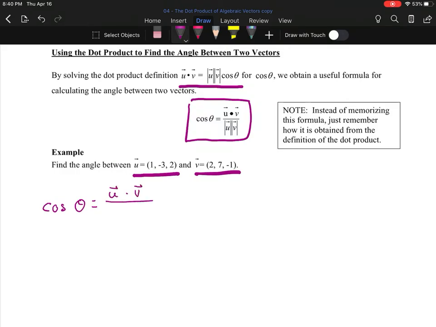Cos theta, the angle between these two vectors, is going to be u dotted with v over the magnitude of u times the magnitude of v. Now, there's a little bit of tricky work here to do, but it's not too heavy compared to the power of what we've got here. So I'm going to do some side work just so I can fill it in afterwards. The first thing I'm going to need is the numerator u dot v. And to dot algebraic vectors, I multiply the x's. So 1 times 2. And I add that together with multiplying the y's, negative 3 times 7. Add that together with multiplying the z's, 2 times negative 1.